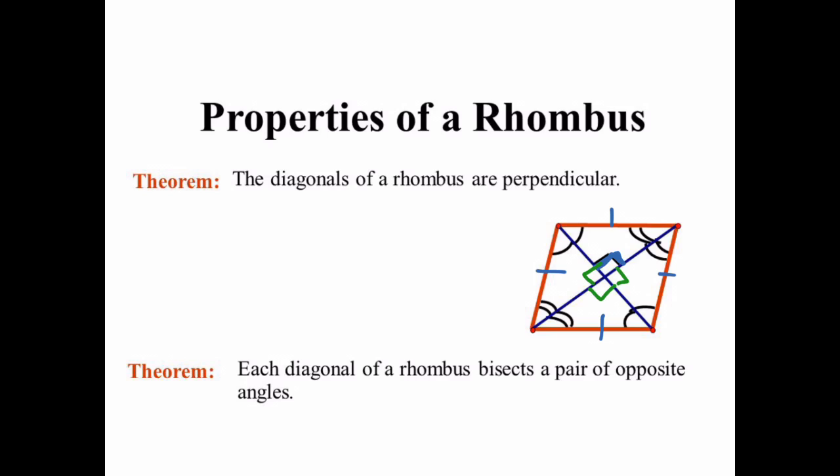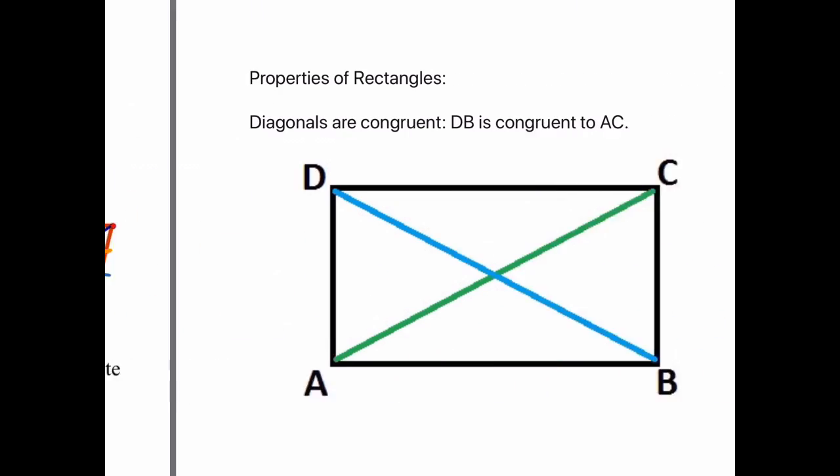Our second property is that each diagonal of a rhombus bisects a pair of opposite angles. What that means here is that this angle and this angle are the same as this angle and this angle because they bisect those. The same holds true on the left and the right. It cuts that angle in half and this angle in half at the exact same measurement. Those are the two properties of diagonals in a rhombus.